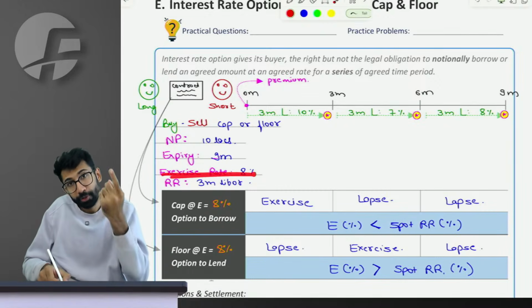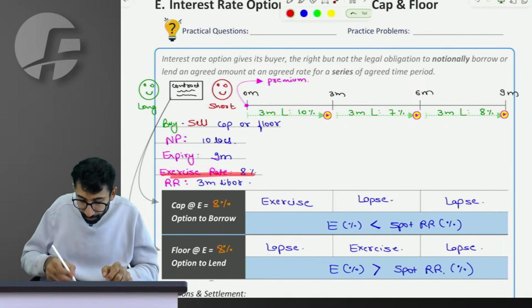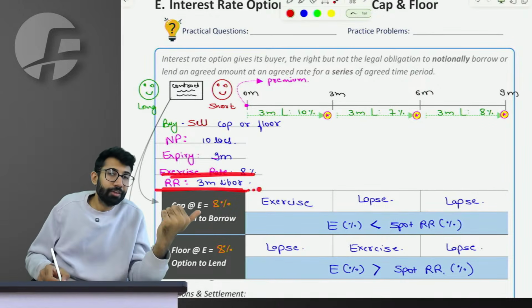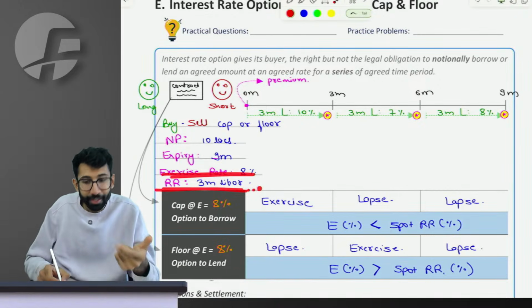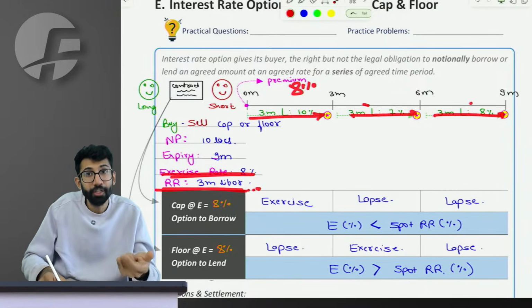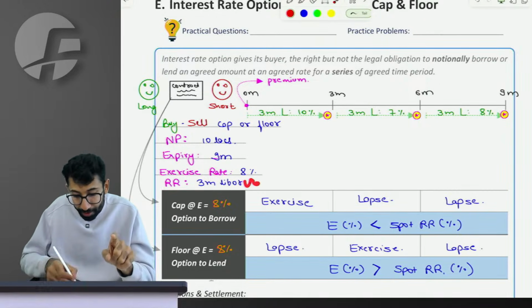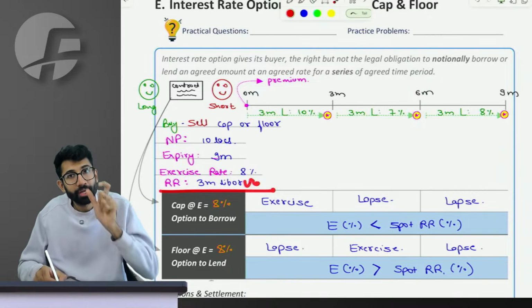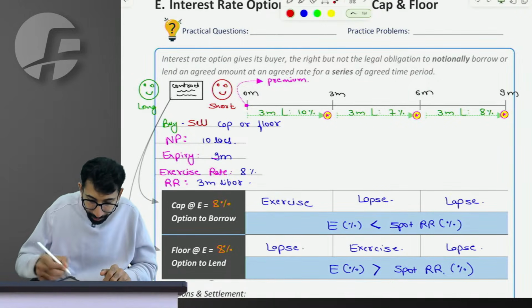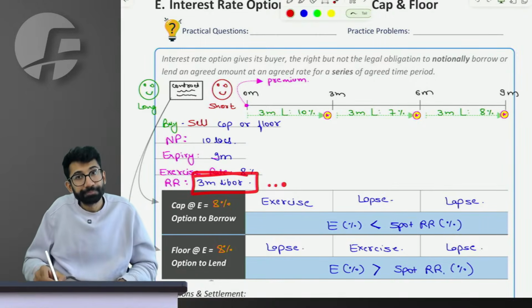You have the option because your position is long. And the reference rate is 3-month LIBOR. Meaning to say, as we learnt in FRA, for the purpose of calculating gain or loss, we need a rate which can be compared with the given rate of 8%. Which rate will be referred to for calculating gain or loss? It is 3-month LIBOR.